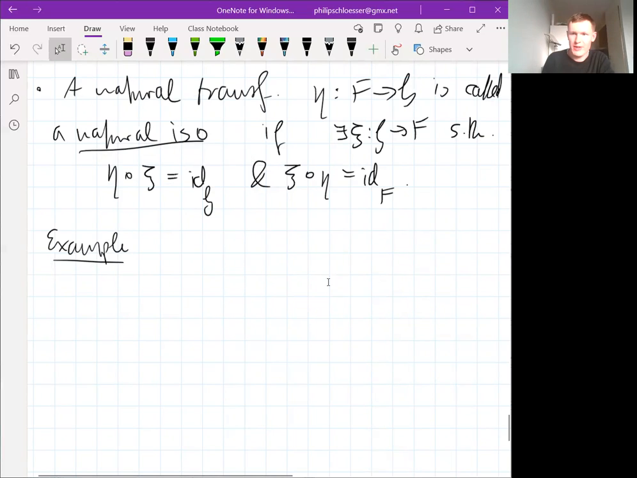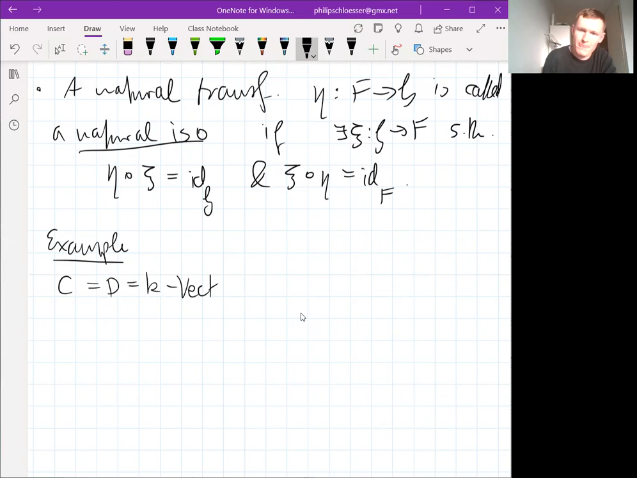Okay, and a natural transformation or a natural isomorphism is more or less what we mean in algebra or maths or whatever when we say this thing is natural. So this is where the name comes from. For example, the thing I maybe mentioned at the beginning, no, I didn't mention it. So we have k-vector spaces, and we have one functor be the identity, and the other functor be the double dual.